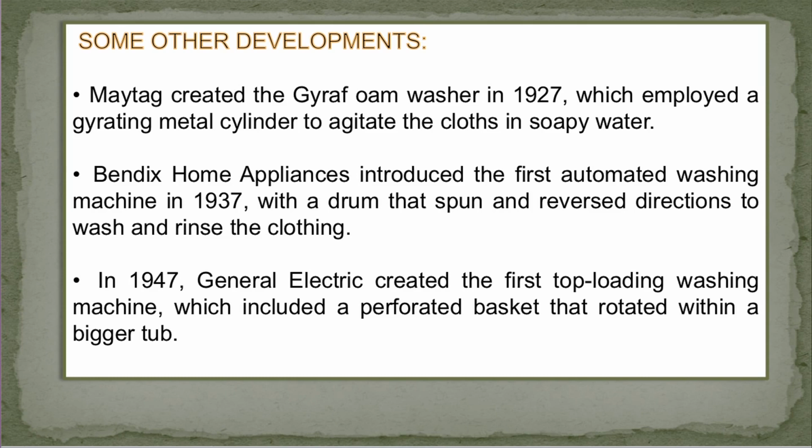Bendix Home Appliances introduced the first automatic washing machine in 1937, with a drum that spun and reversed directions to wash and rinse the clothes. In 1947, General Electric created the first top-loading washing machine, which included a perforated basket that rotated within a bigger tub. It means that from the 17th century, people have been trying to innovate something to reduce the labor of washing clothes and textiles.